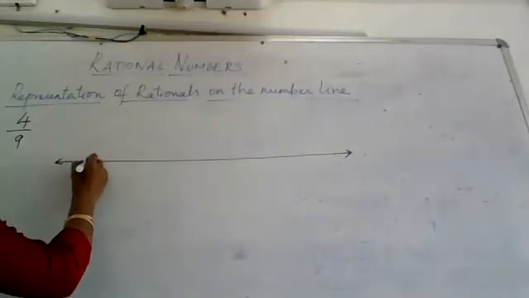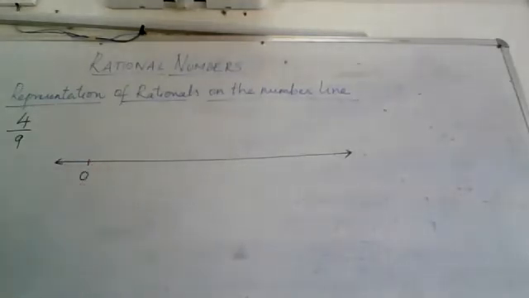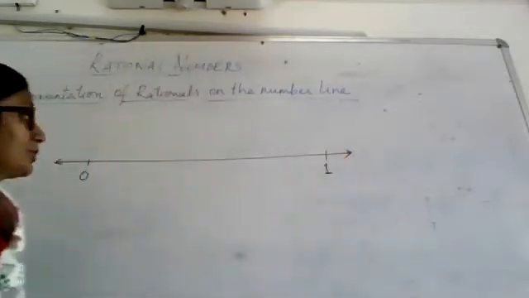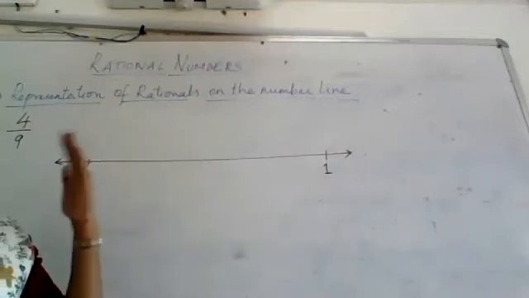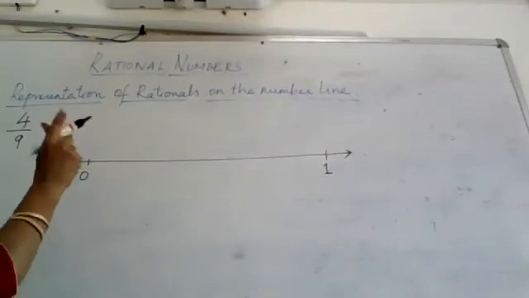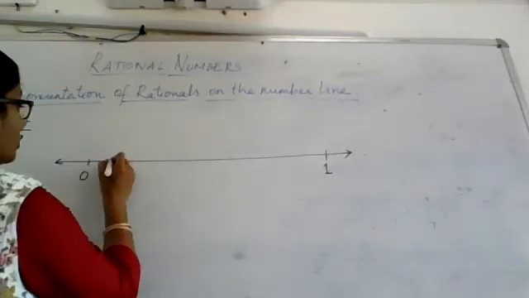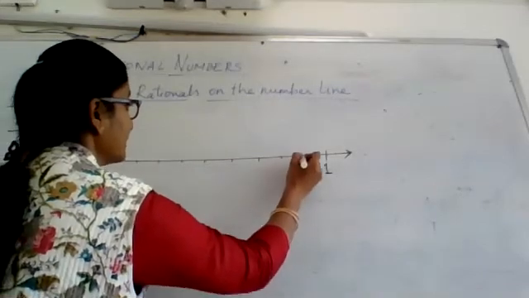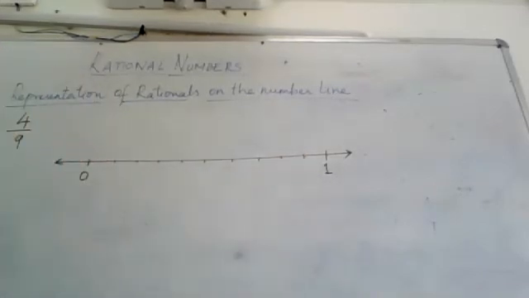So if I have 0 here, we don't need the negative direction. Because it is a positive rational, it will lie between 0 and 1 only. So I need to divide the space between 0 and 1 into 9 equal parts. So you can use your scale and take 1 centimeter equals 1 unit. So 1, 2, 3, 4, 5, 6, 7, 8, 9. I made 9 equal divisions.